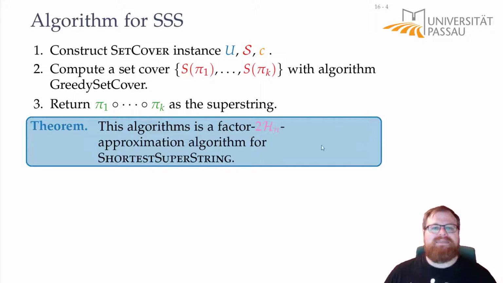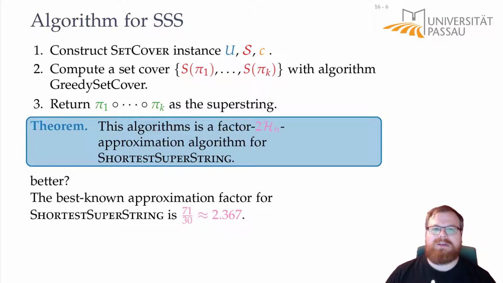But again, is this the best thing we can do? Can we only ever get an order of log n factor approximation algorithm? Actually, yes, it's true, it's at most twice as hard as set cover, but it's really much easier. While for set cover we really needed order of log n and we cannot do better, here we can even get a constant factor approximation. In fact, the best known approximation factor is 71/30, or 2.367 so far.